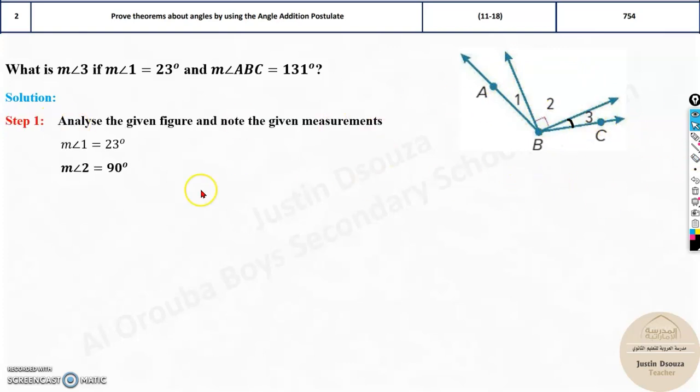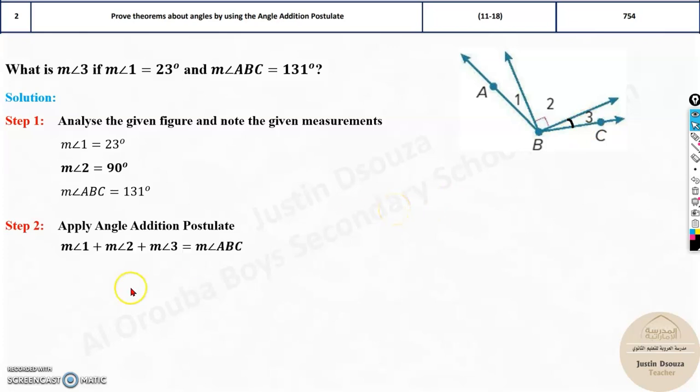First analyze the given figure. We know what is given in the figure. 1 is given, 2 is not given, but you must know 2 is 90 degrees. And then the total angle, that is the measure of ABC, is 131. Now apply the angle addition postulate. What it says is, if you add 1, 2 and 3, the total sum must be equal to 131.